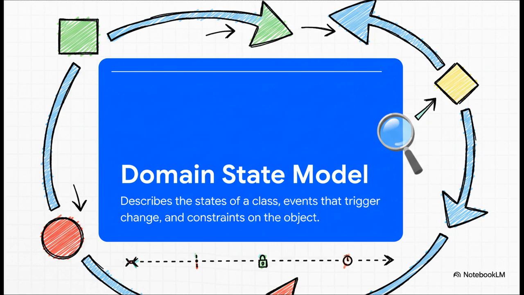So, to get a little more formal about it, this blueprint maps out three really critical things. First, all the possible states an object can be in. Second, the specific events that trigger a change from one state to another. And third, the rules it has to follow while it's in a particular state. It's kind of like the complete predictable life story of an object in your code.